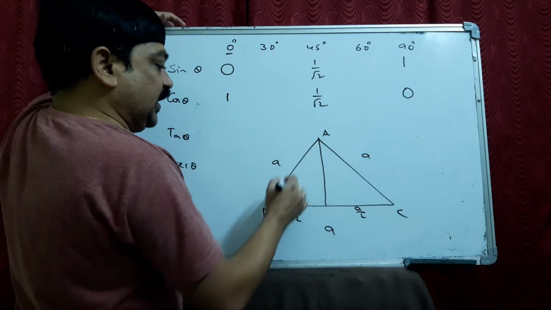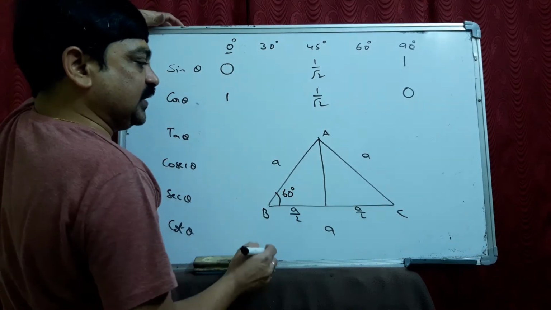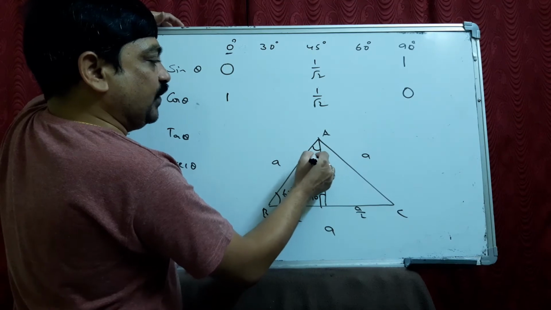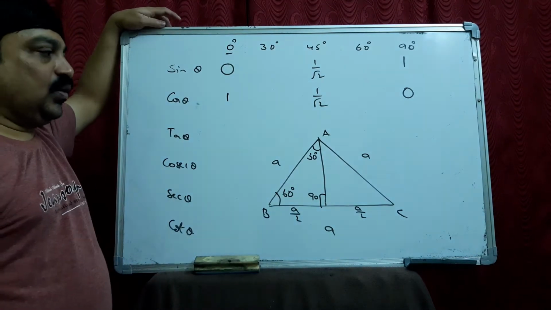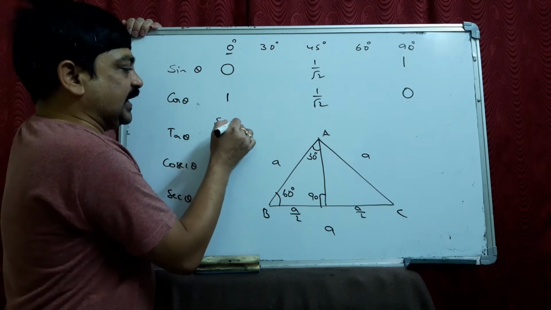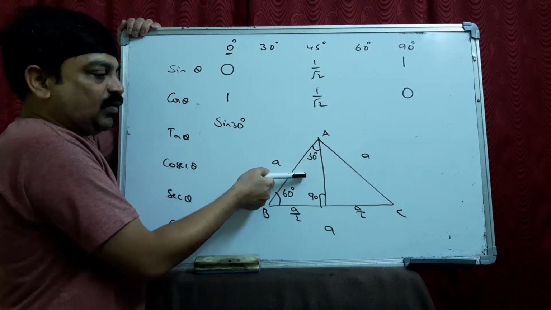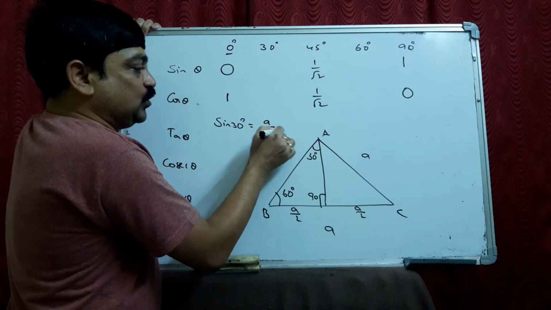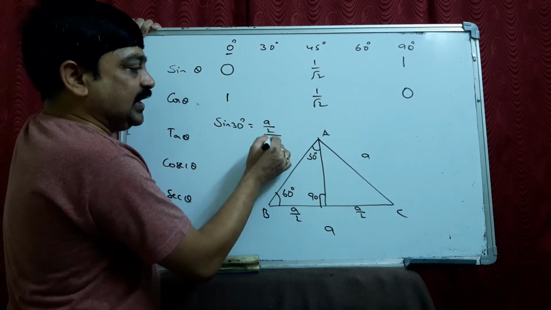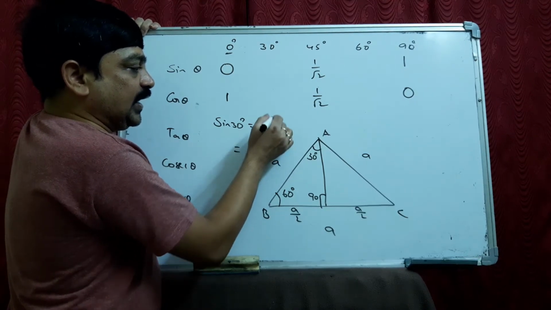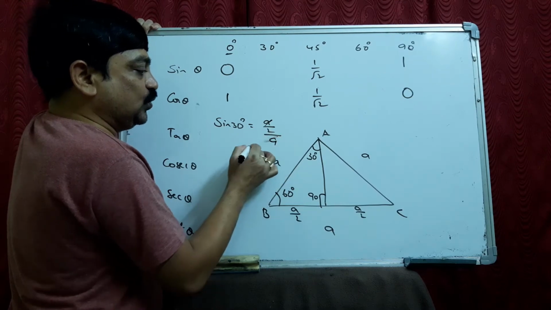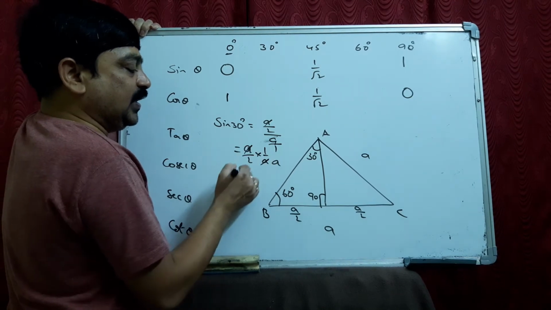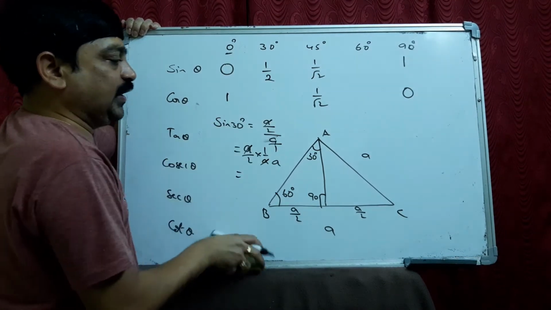Now it is 60 degrees. This is 90. If these two are 90 plus 60, 150, this will be obviously 30. So if I take sin 30 from this right triangle, what will be sin 30? Opposite side by hypotenuse. It becomes A by 2 by A. You can cancel these two, and it becomes 1 by 2. So sin 30 is 1 by 2.